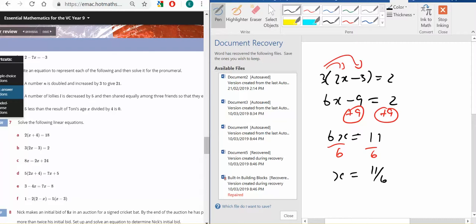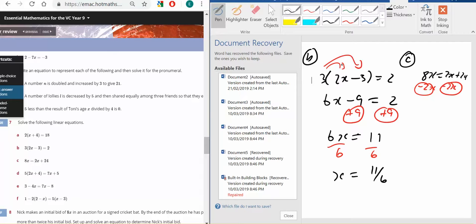Okay, that's B. C, we've got 8x equals 2x plus 24. Because we have x's on both sides, I want to get rid of all the x's, so I'll get rid of 2x because that's the smallest. So what we get is 6x equals 24. Now 6 does go into 24, so x would equal 4.